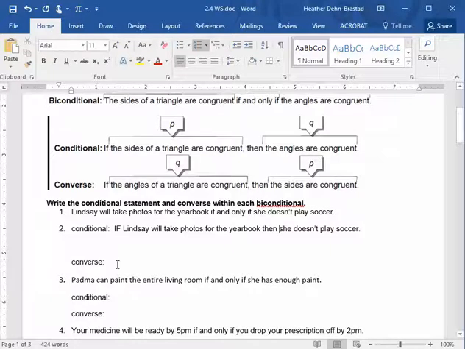Now we'll just see if that makes sense. If Lindsay will take photos for the yearbook, then she doesn't play soccer. That makes total sense. Now the converse of that, we have to start with if again, because the converse of a conditional statement is also a conditional statement. It has an if-then in it, but we start with the conclusion comes first. If, I'm going to write Lindsay's name again, because otherwise it sounds weird if we just say she. If Lindsay doesn't play soccer, then she will take photos for the yearbook.